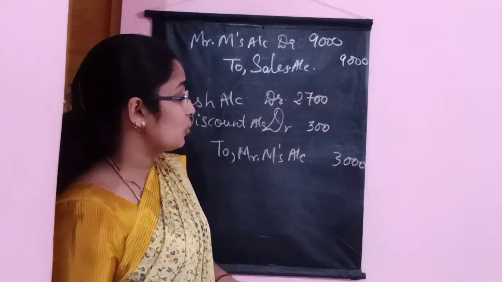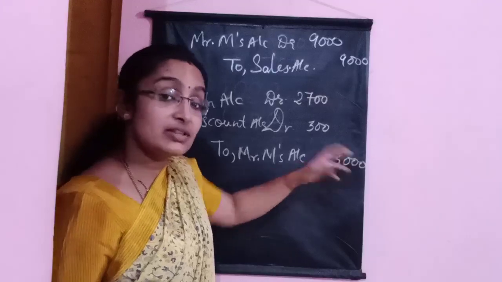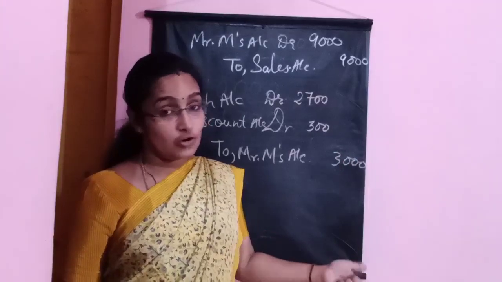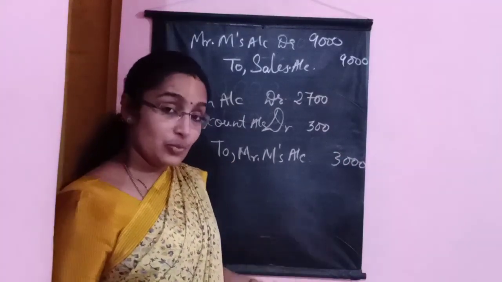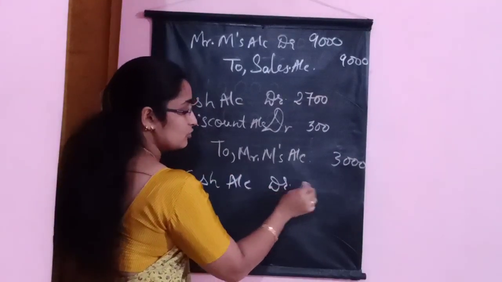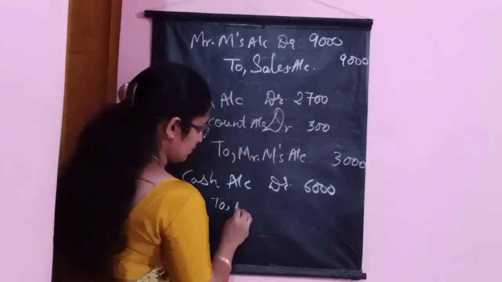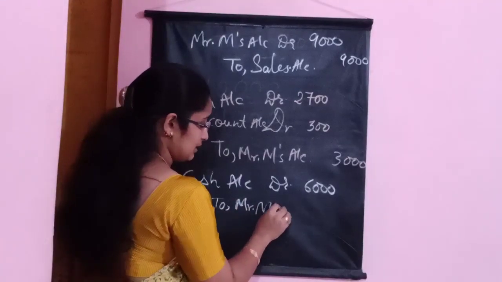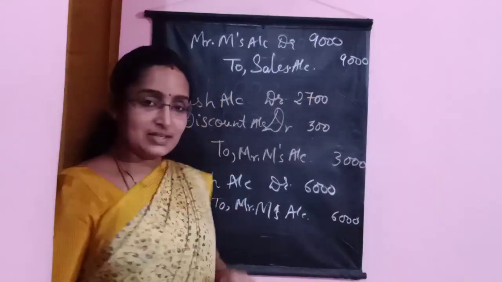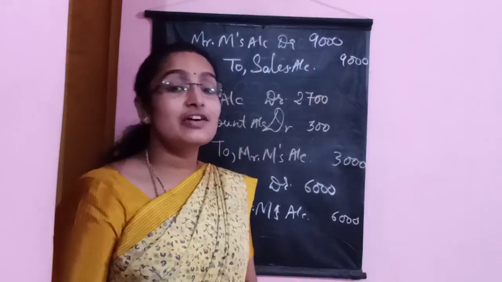This was the amount for which he had paid within the period of time. And when he makes the remaining payment of rupees 6,000 after the period of 1 month, no discount will be allowed, for which the entry will be cash account debit rupees 6,000 to Mr. M's account 6,000. So the discount will be only given on the amount which is paid within the time period of the credit.